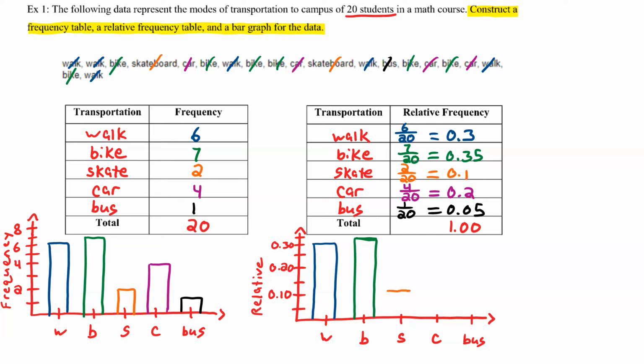0.1 or 0.10 for skateboarding. 0.20 or 0.2 for taking a car. And 0.05 for taking the bus. So that's how we would take our data and represent the frequencies or the relative frequencies in a bar graph. So let's look at another example of calculating the relative frequencies and constructing a bar graph.